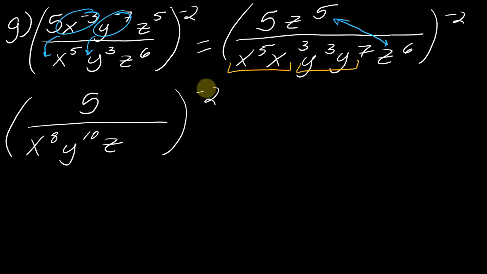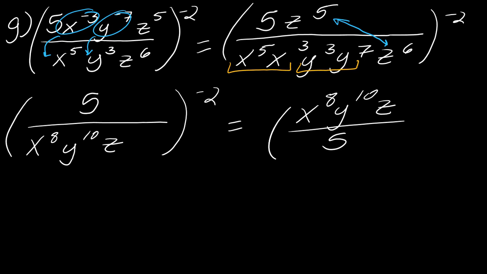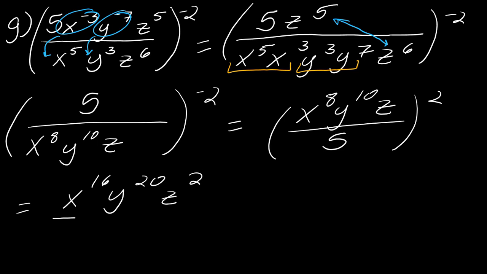So now I have this negative exponent here. Again, I don't want to do too much too fast. So I just want to get rid of the fact that this is a negative exponent. So the first thing I'm going to do is I'm just going to flip, boom. Okay. Now I got rid of the negative exponent. Now I will square everything. So now I'll multiply all these exponents. So this will be x to the 16th, y to the 20th, z squared. And then this is 5 squared, so this is 25. So there you go.